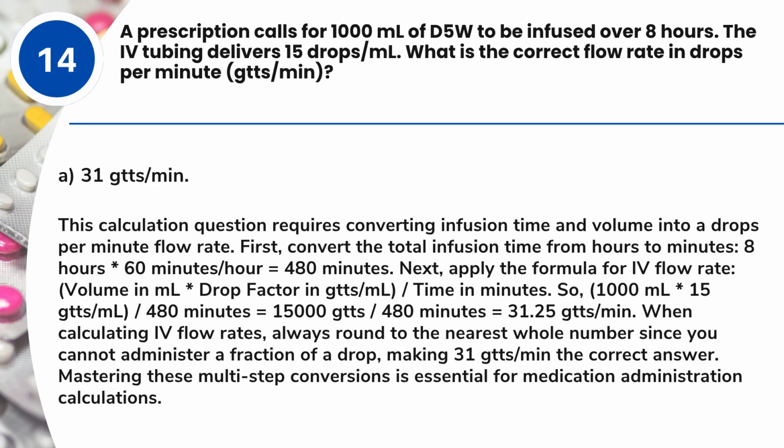When calculating flow rates, always round to the nearest whole number since you cannot administer a fraction of a drop, making 31 gtts/min the correct answer. Mastering these multi-step conversions is essential for medication administration calculations.